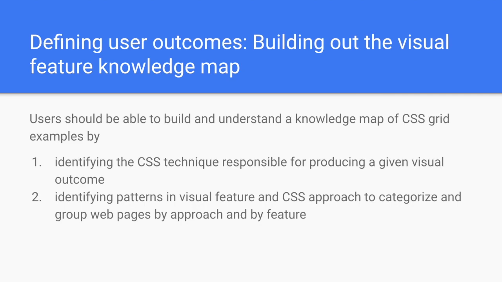We decided that users should be able to build and understand a knowledge map of CSS grid examples by, 1, identifying the CSS technique responsible for producing a given visual outcome on a web page, and 2, identifying patterns in visual feature and CSS approach to categorize and group web pages by approach and by feature.